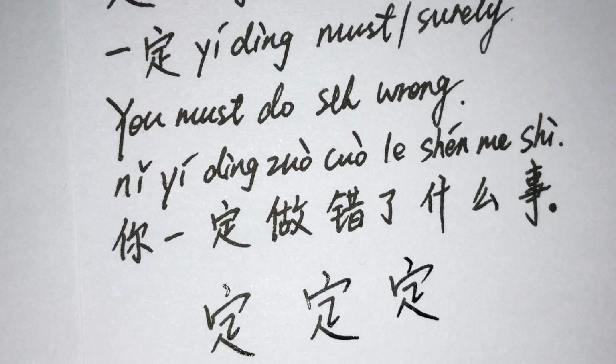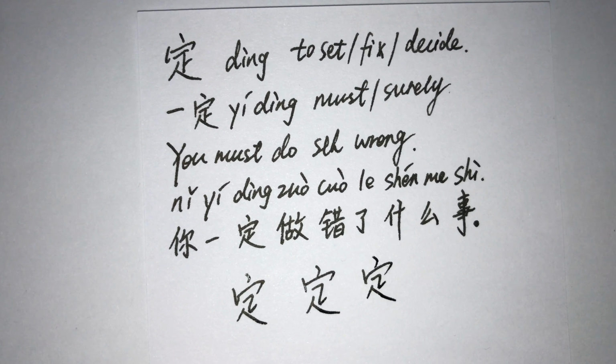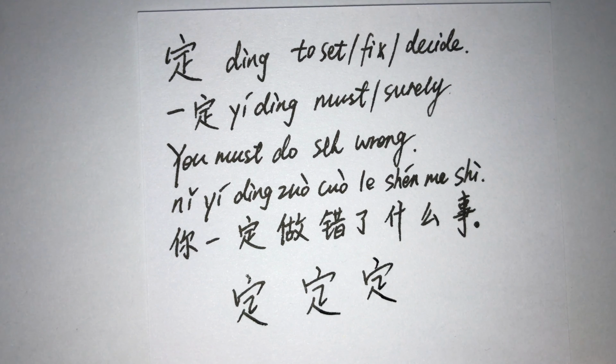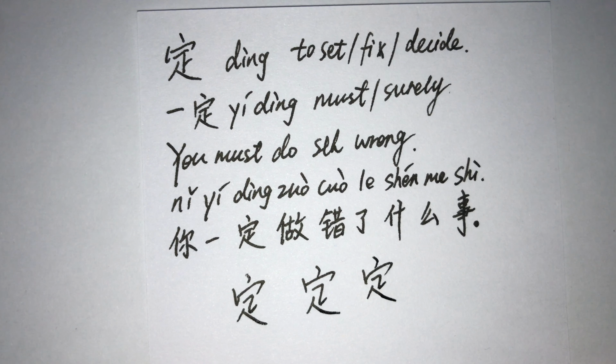定 to set, to fix, to decide. 一定 must, surely. You must do something wrong.